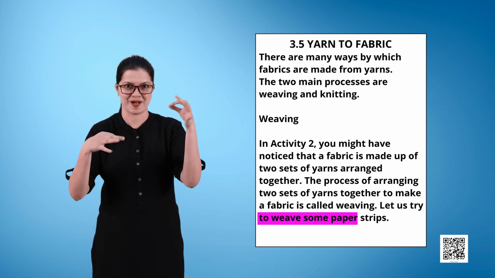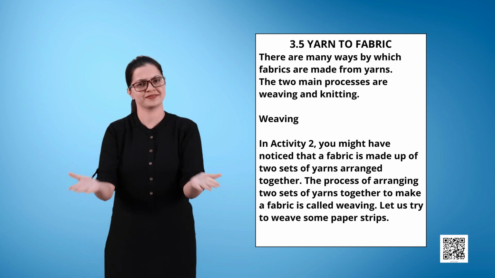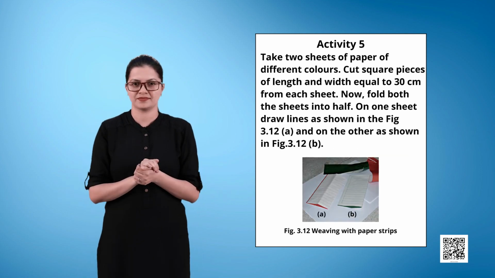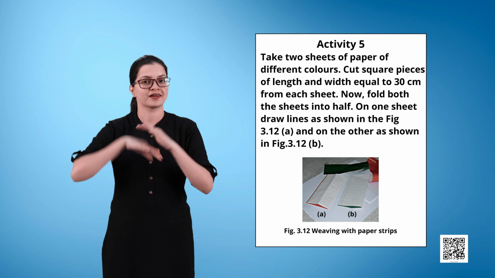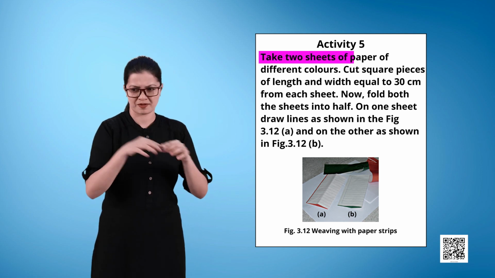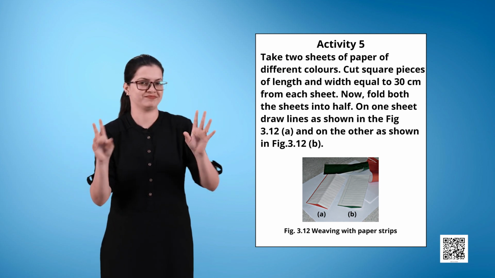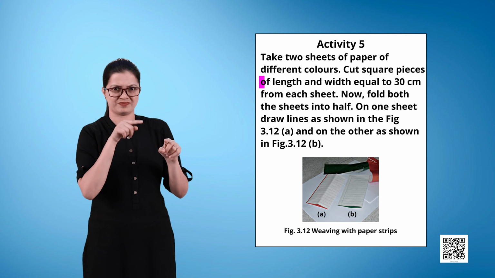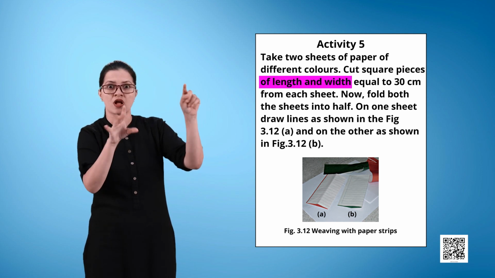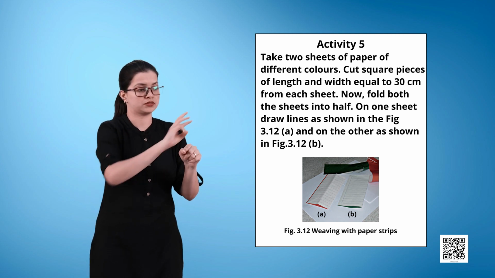Let us try to weave some paper strips. Activity 5. Take two sheets of paper of different colors. Cut square pieces of length and width equal to 30 centimeter from each sheet.